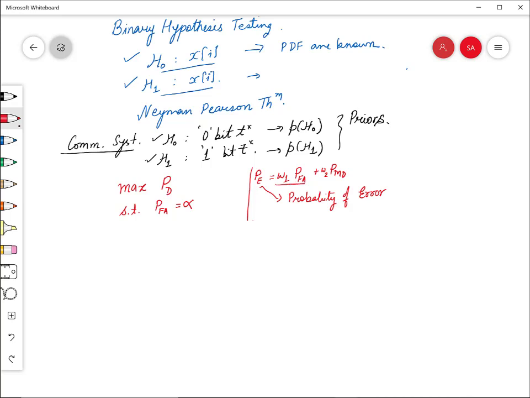So I'm going to combine the two errors. The two errors are the probability of false alarm, which is the probability that you detected H1 but the hypothesis H0 was true, and misdetection or a miss, which is the probability that you detected hypothesis H0 given H1 was present. So we combine these two errors, the type 1 and the type 2 errors, into some weighted form and form a composite probability of error, and then we try to minimize this probability of error in the Bayesian approach. So this is our Bayesian approach.